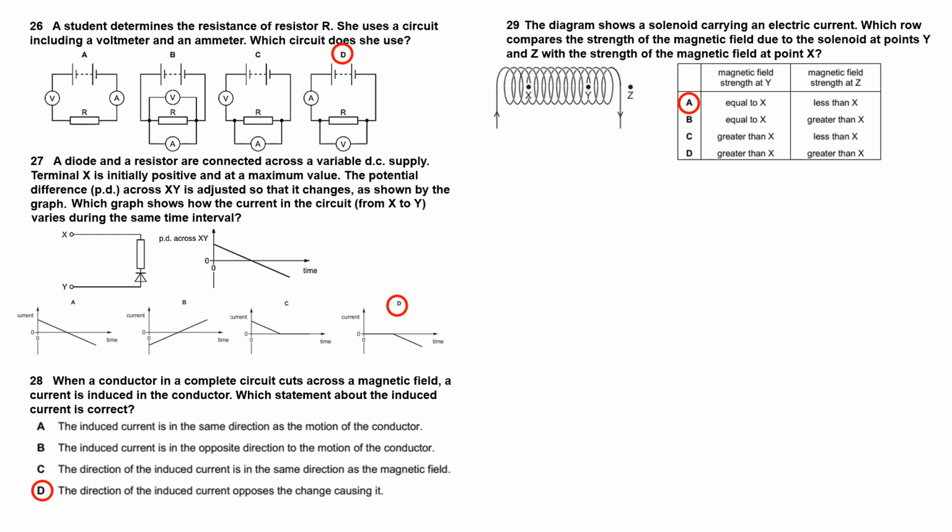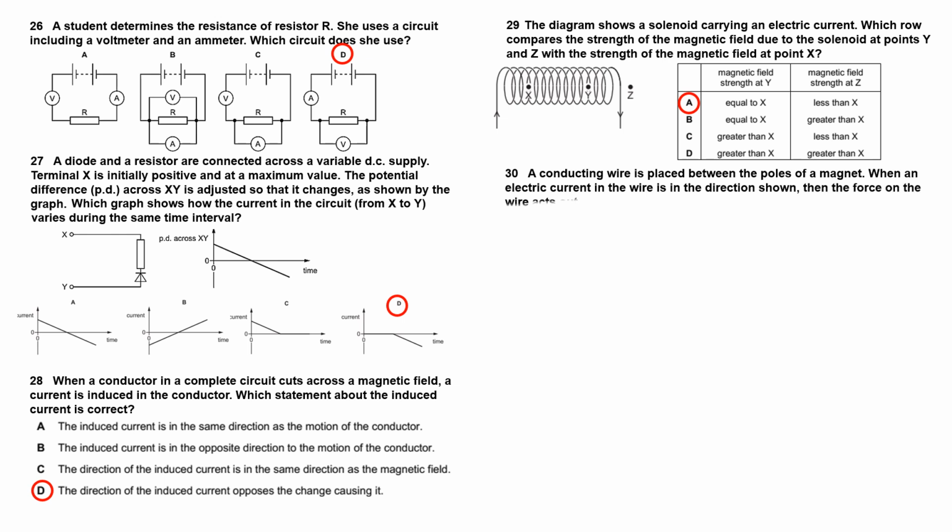Question 30. A conducting wire is placed between the poles of a magnet. When an electric current in the wire is in the direction shown, then the force on the wire acts out of the page. Three statements of different conditions and how the wire is affected are given. Which statements are correct?